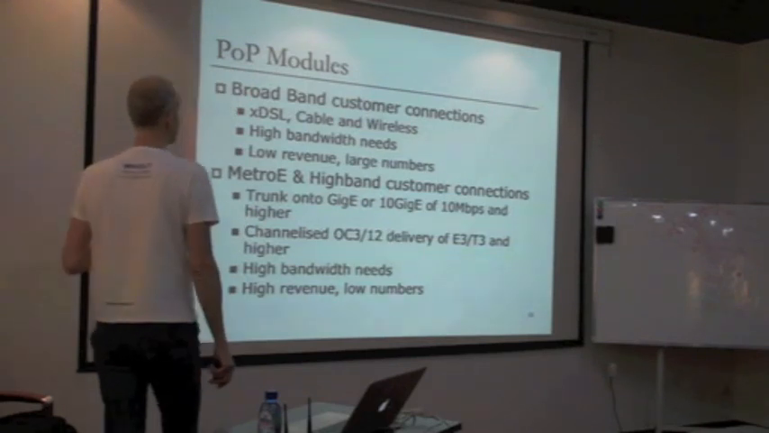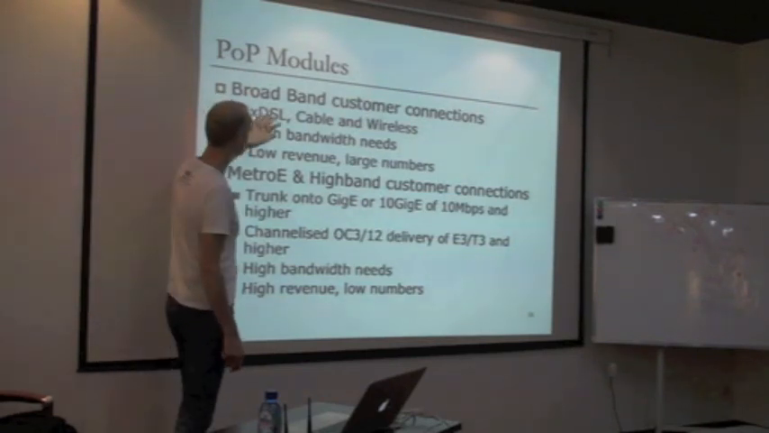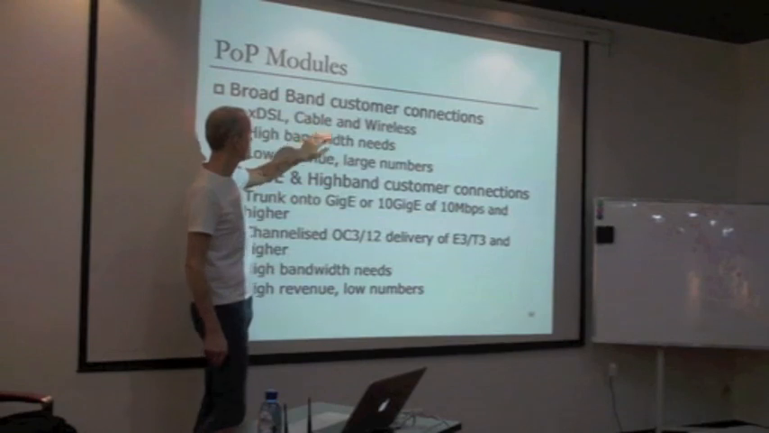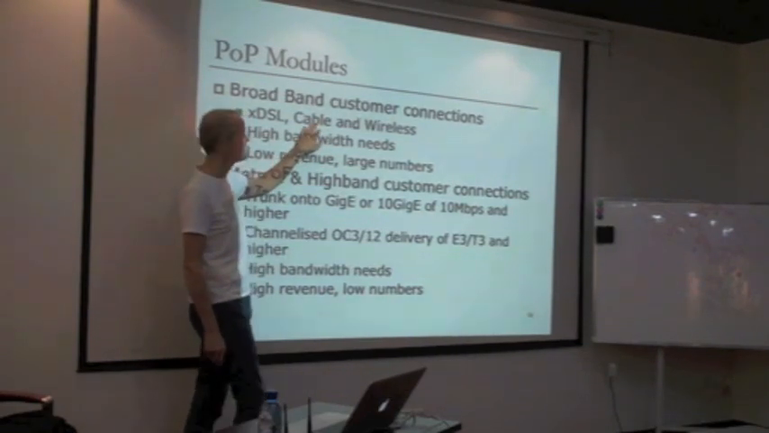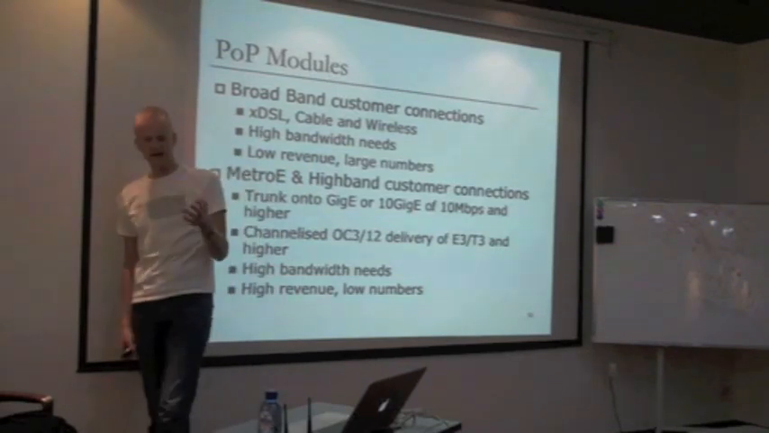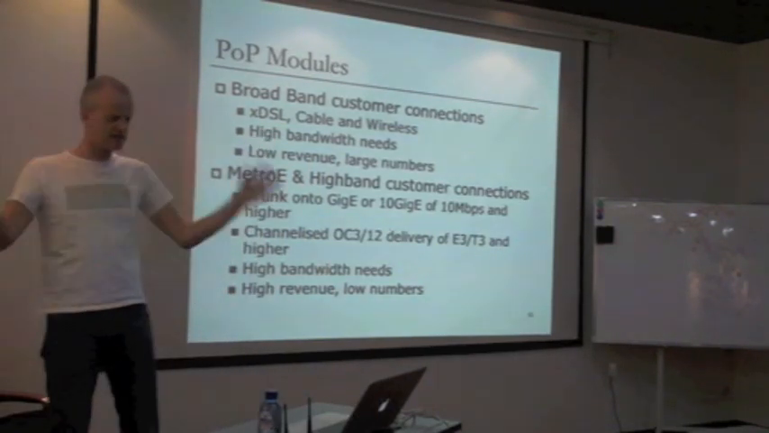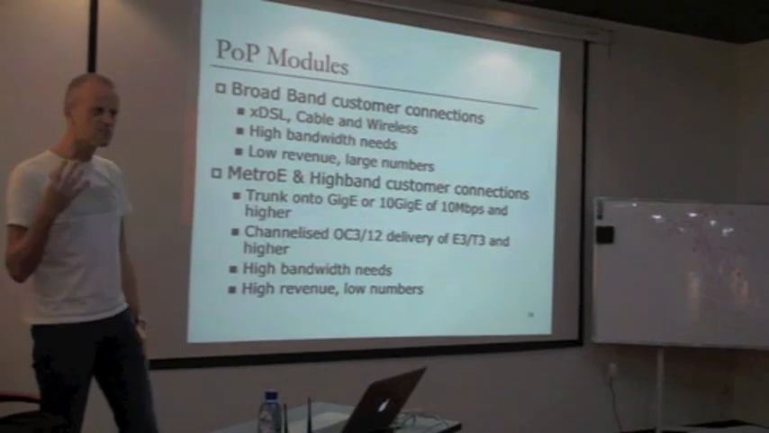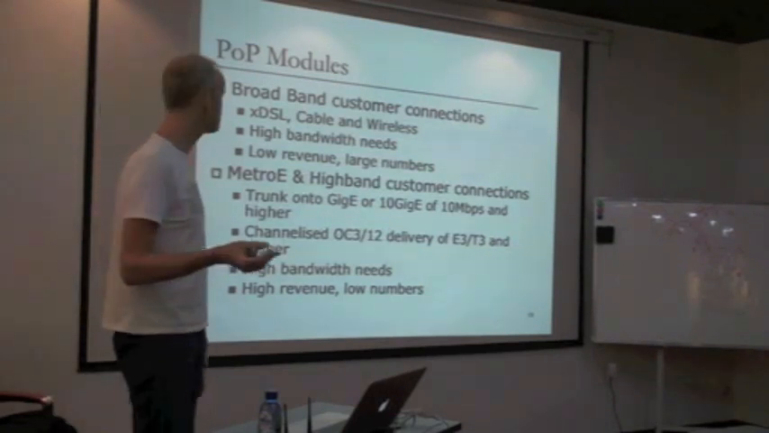Broadband, now this can be over DSL, over the copper phone lines. It can be over the cable network, cable TV. It can be wireless, whether it's WiMAX, Wi-Fi, point-to-point, microwave, whatever, it doesn't matter. These are broadband, they tend to be higher bandwidths.